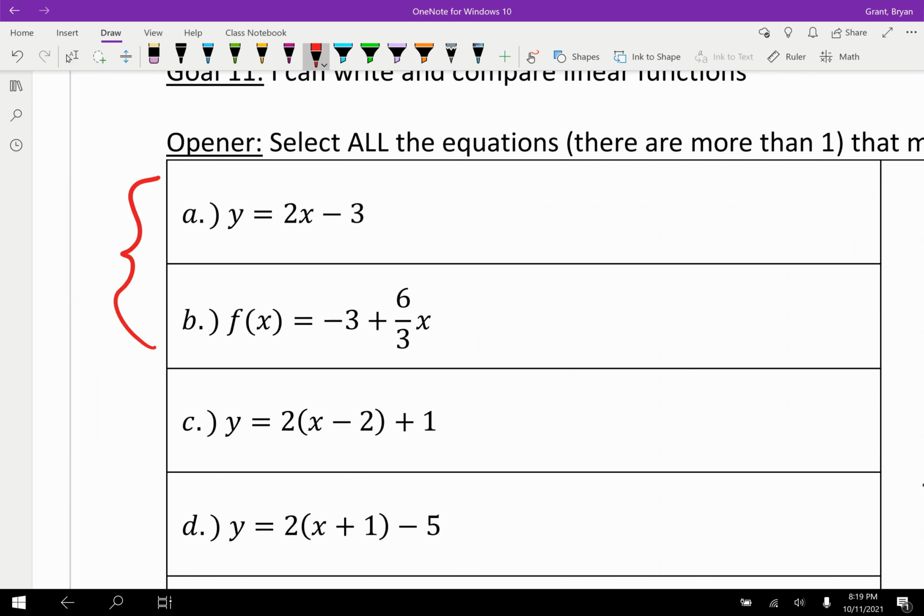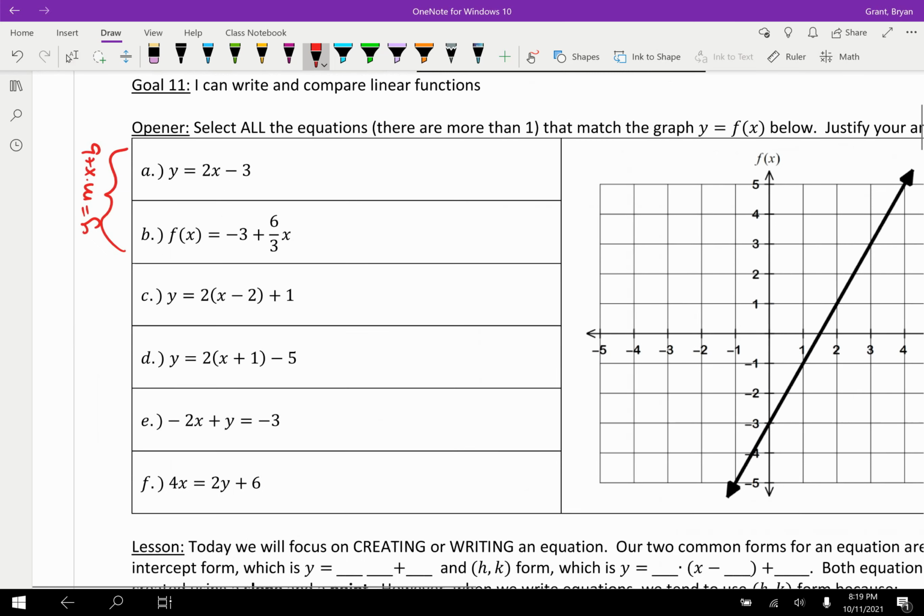But we need to notice that A and B are in a particular form. They're both in the form y equals mx plus b. And if something is in the form y equals mx plus b, we should be able to identify the b value, which is our y-intercept. And we'd say, okay, if I put -3 on the graph right there, that matches so far. And it matches because the y-intercept is on the line. And that's important. It has to be.